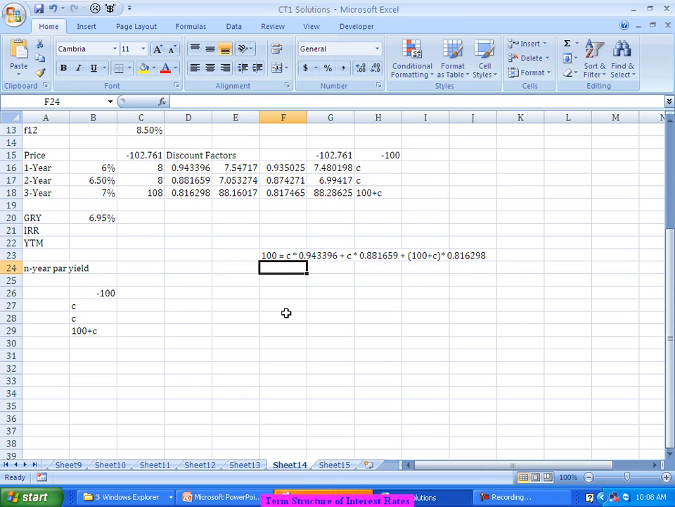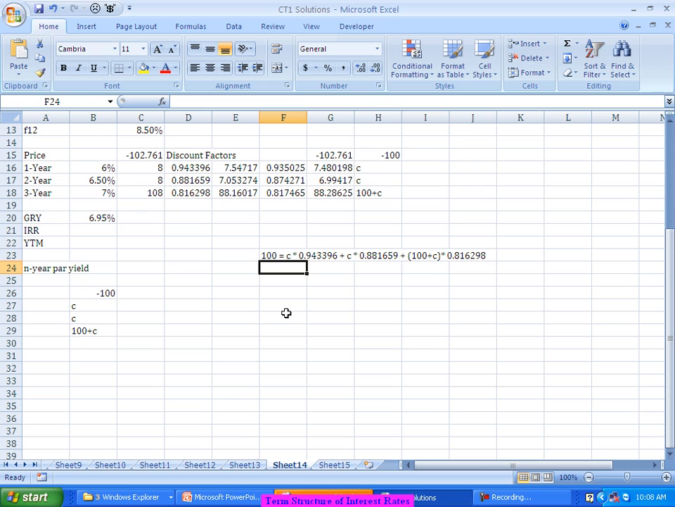This is what we are saying as determine the C in this aspect, which will actually give us what should be the annual coupon, if at all the redemption value as well as the purchase price, both of them should be the same, given different spot rates for different periods. This is what we are calling as the N year par yield.